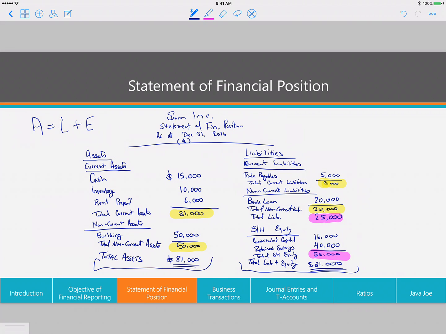So why don't you take a second and ask yourself a few questions. How much debt does the company have? And how much do the owners have for themselves?